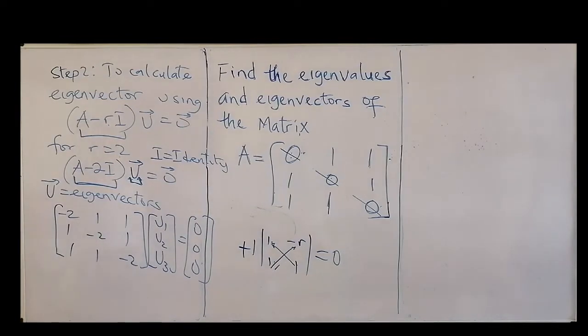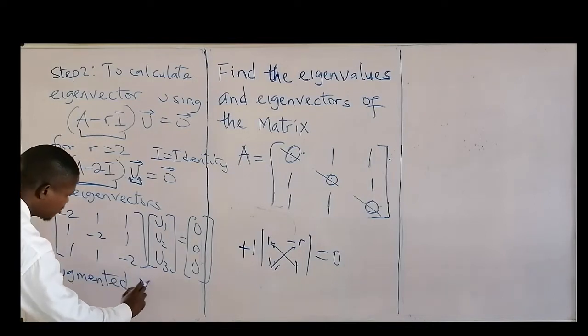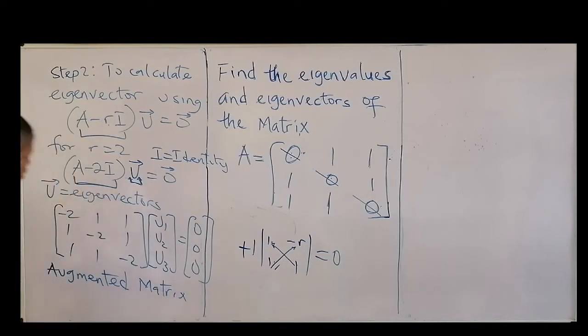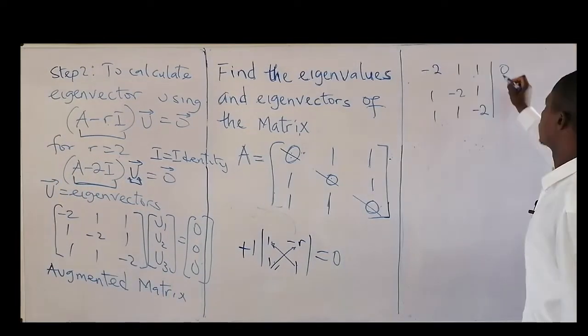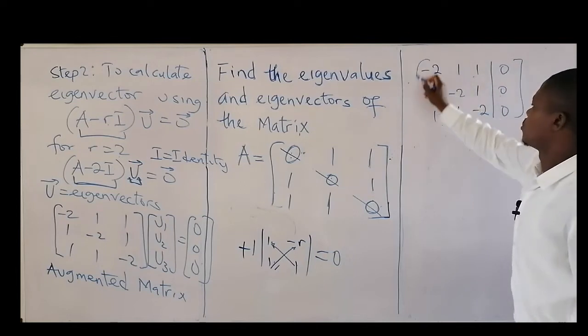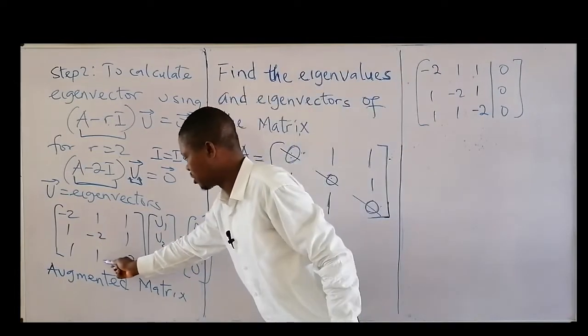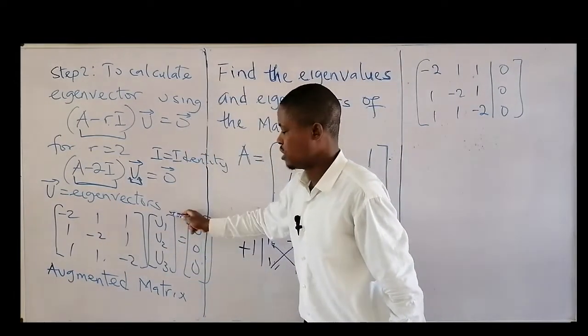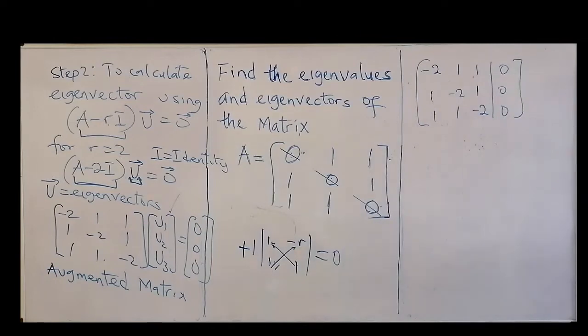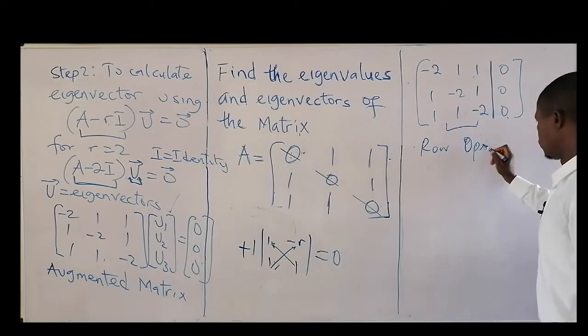The next thing to do now is to form the augmented matrix and use the row operation. We now have minus 2, 0, 0, 0. I've discussed augmented matrix: when you are combining this matrix with the equal value, a line must be put in between the matrix and the equal value. Then the next thing to do is the row operation.